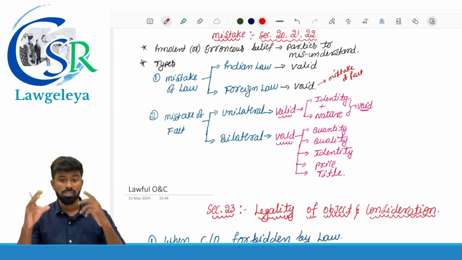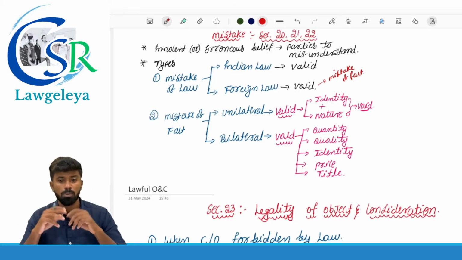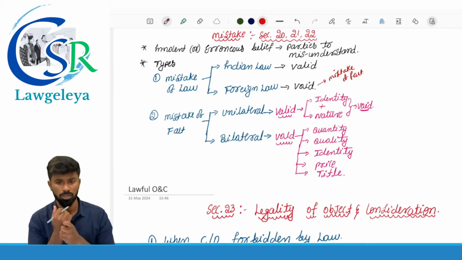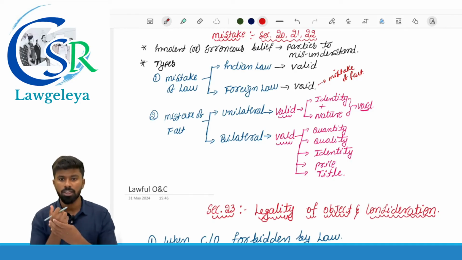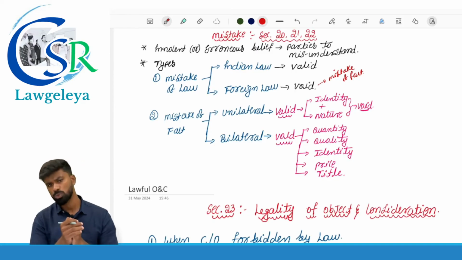But however, if there is a mistake about identity or about the nature of the contract, is the contract void? Yes, it is void, not enforceable by law. For example, an old lady thinking that she is signing a rental agreement, she signed a transfer deed. Is it valid? No, it is void.